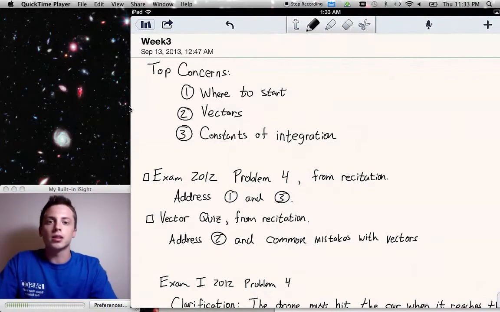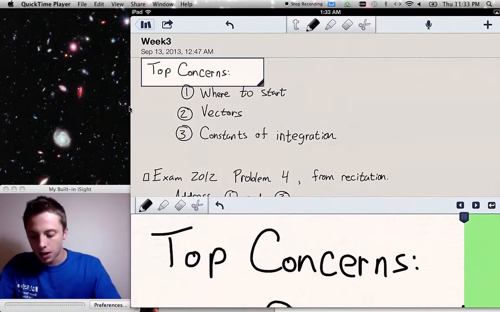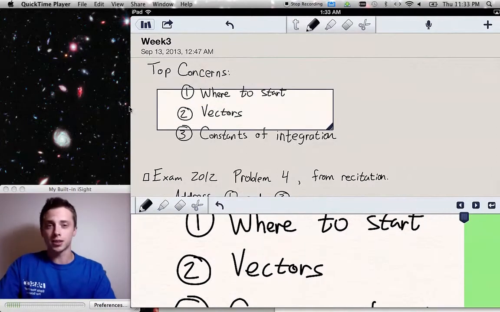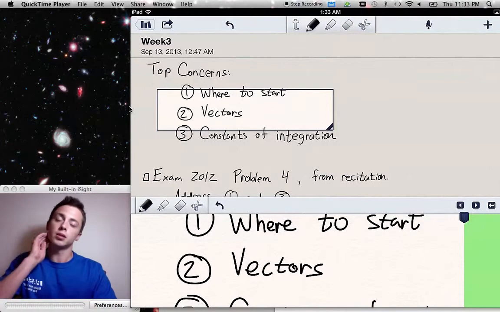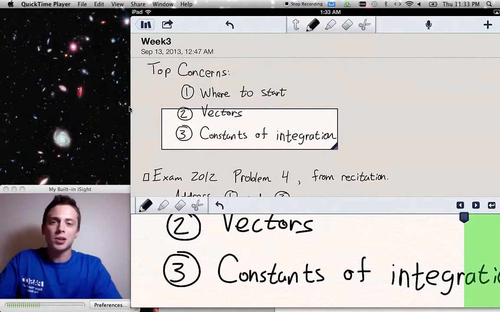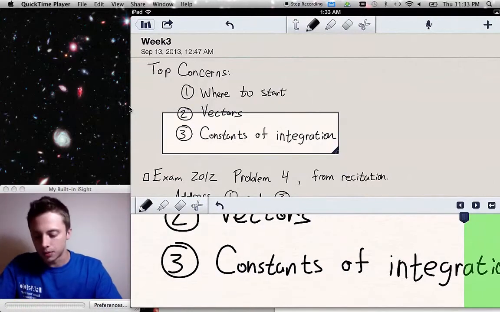So let's just start over here. The top concerns this week were where to start in problems, vectors in general, how to express them, how to do the quiz, which dealt with adding two vectors, and also the constants of integration we get whenever we're integrating acceleration and velocity. How to deal with those, okay?